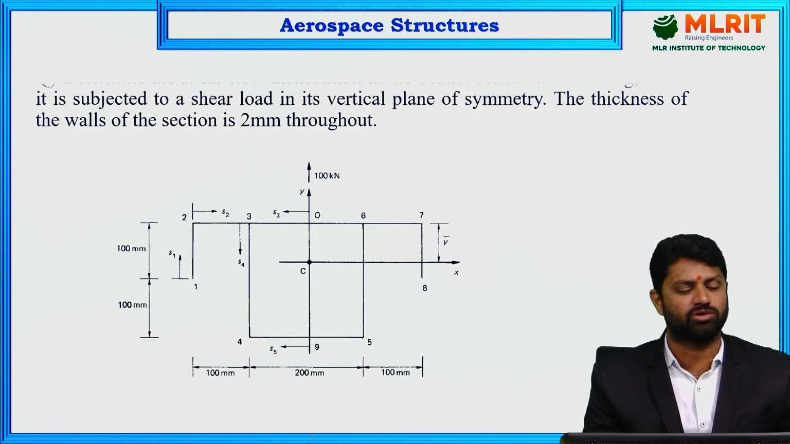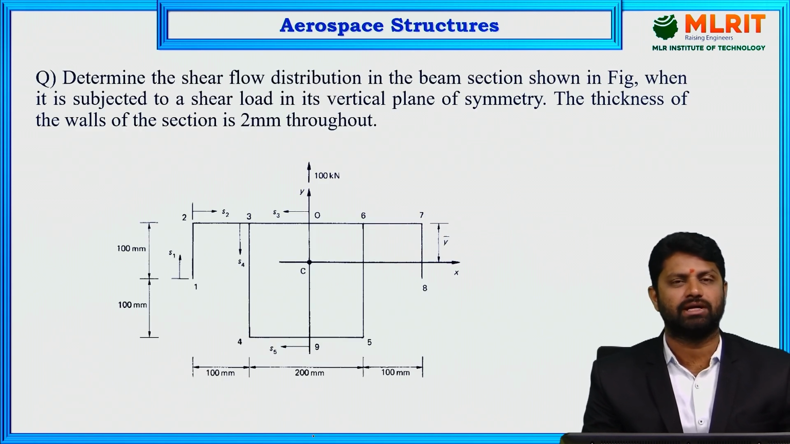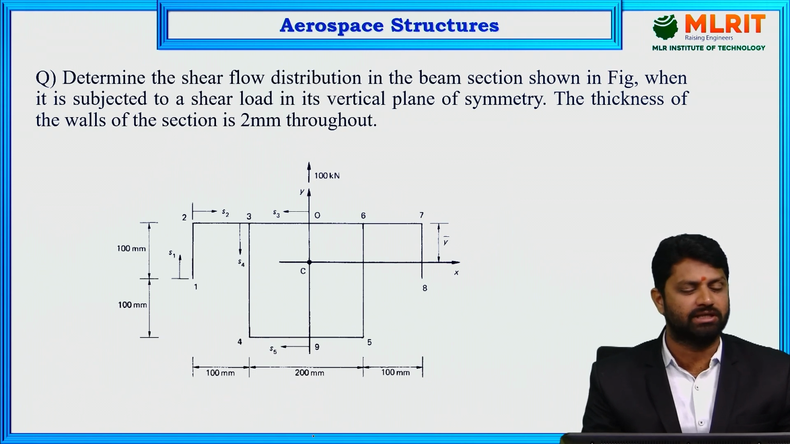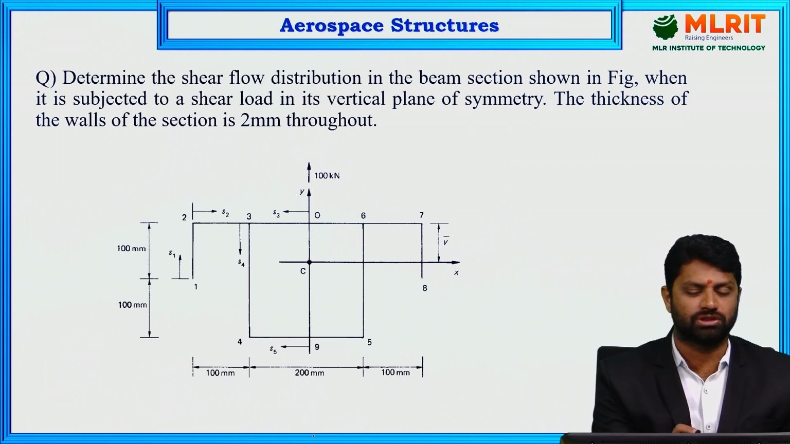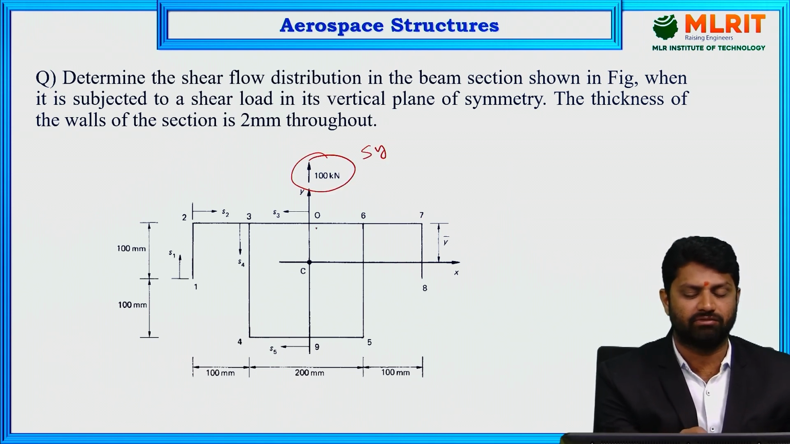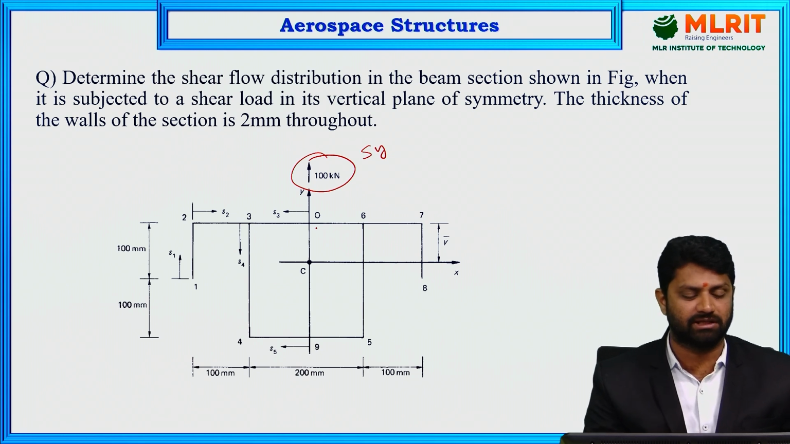Now after knowing the bending, shear and torsional effects on the combined open and closed section beams, let's look into a problem and see how we are able to calculate for the combined open and closed section beam. Determine the shear flow distribution in the beam section as shown in the figure when it is subjected to a shear load in its vertical plane of symmetry. The thickness of the walls of the section is 2 mm throughout. So he has given a shear load of 100 kilonewton, that is Sy, applied in the vertical plane of symmetry, and the thickness of all the walls as 2 mm.